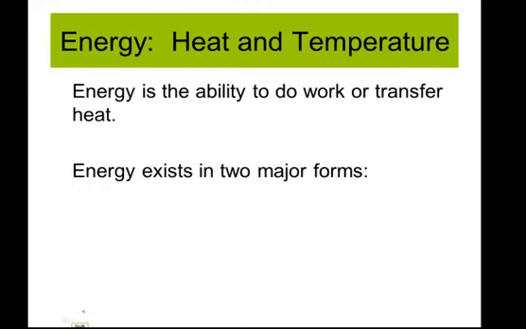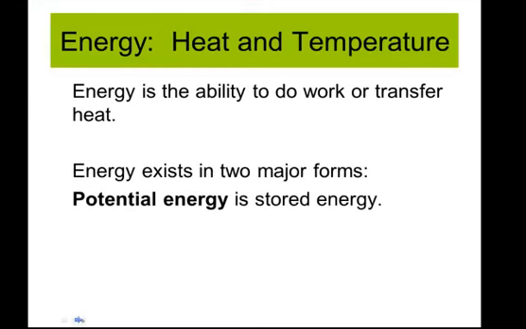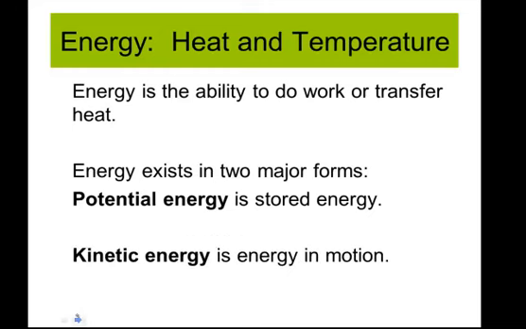Alright, energy has two basic forms. It's either potential, which is stored, or we could have kinetic, which is moving energy. So a child on a bike would be kinetic. Potential would be like the energy that you'd find in a can of green beans, stored up energy.